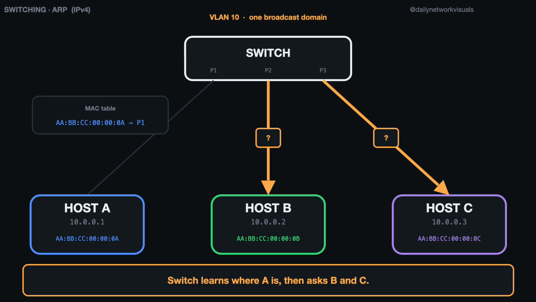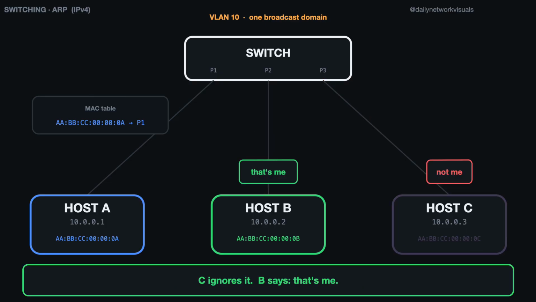The switch receives it on port 1. Switch learns A is on port 1, and then the switch floods the request out every other port, that is to B and C. Host C checks the target IP, not mine, and drops it. But how about B? That's its own IP address.